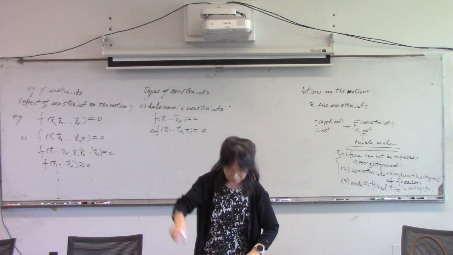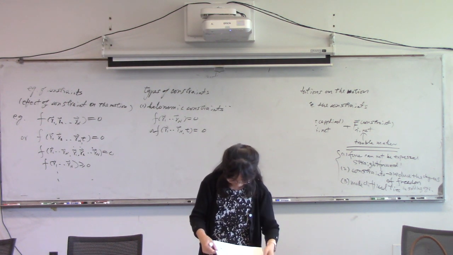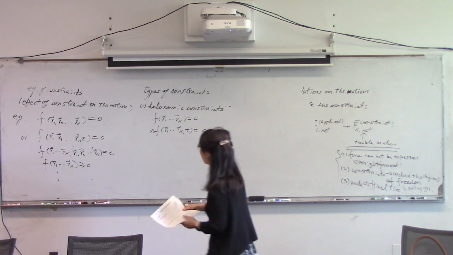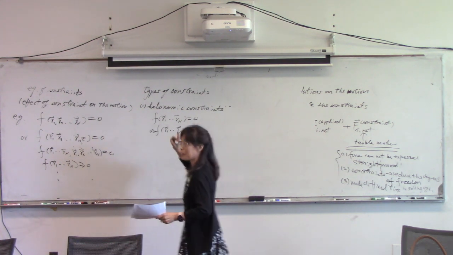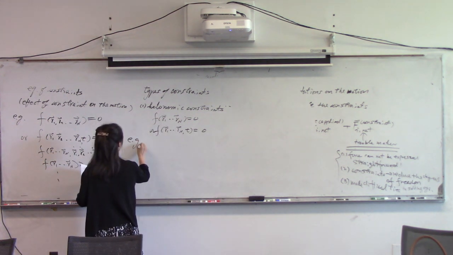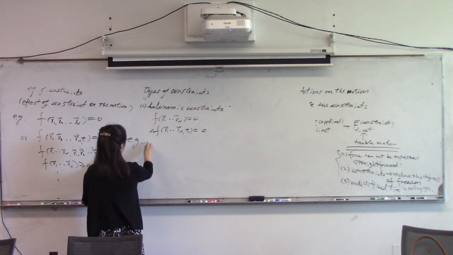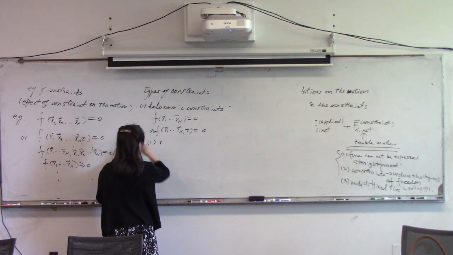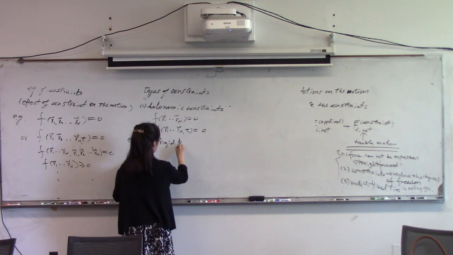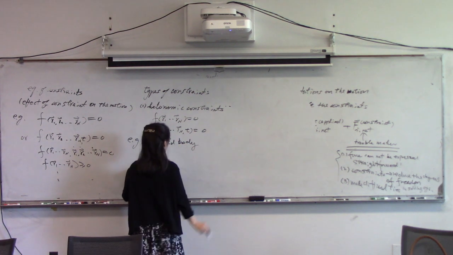Now, Akil asked the question, what are the details? Let's show some examples for this case, right? How to write the constraint. For example, first one, let's consider a rigid body system.